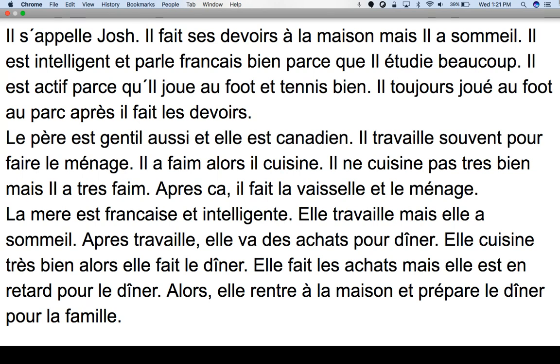So I'm just going to read you the first paragraph. Actually, I'm going to read you the whole thing, and I'd like you to read along with it. Il s'appelle Josh. Il fait ses devoirs à la maison, mais il a sommeil. Il est intelligent et parle français bien parce qu'il étudie beaucoup. Il est actif parce qu'il joue au foot et tennis bien. Il toujours joué au foot au parc après il fait les devoirs.